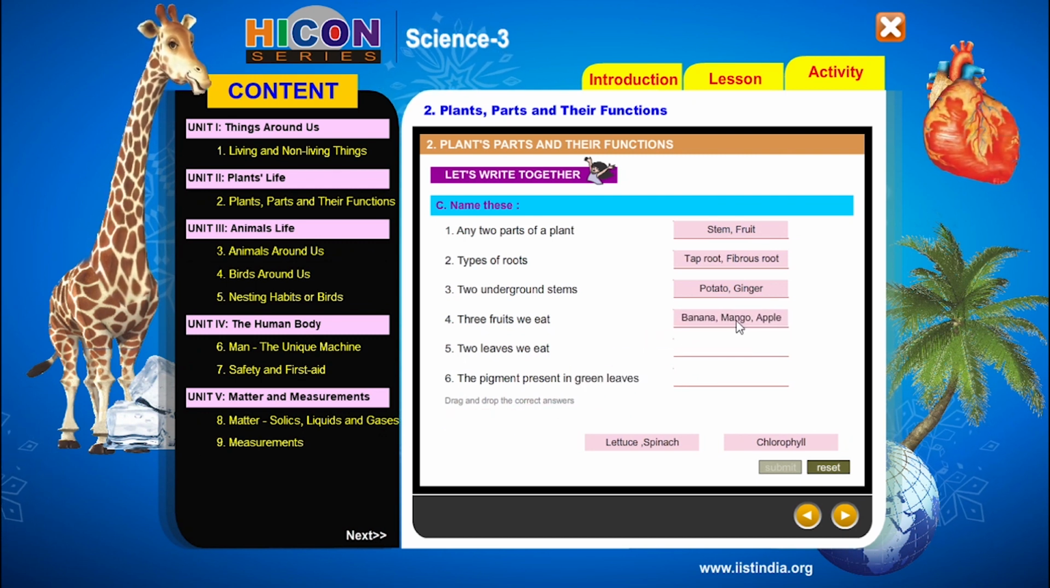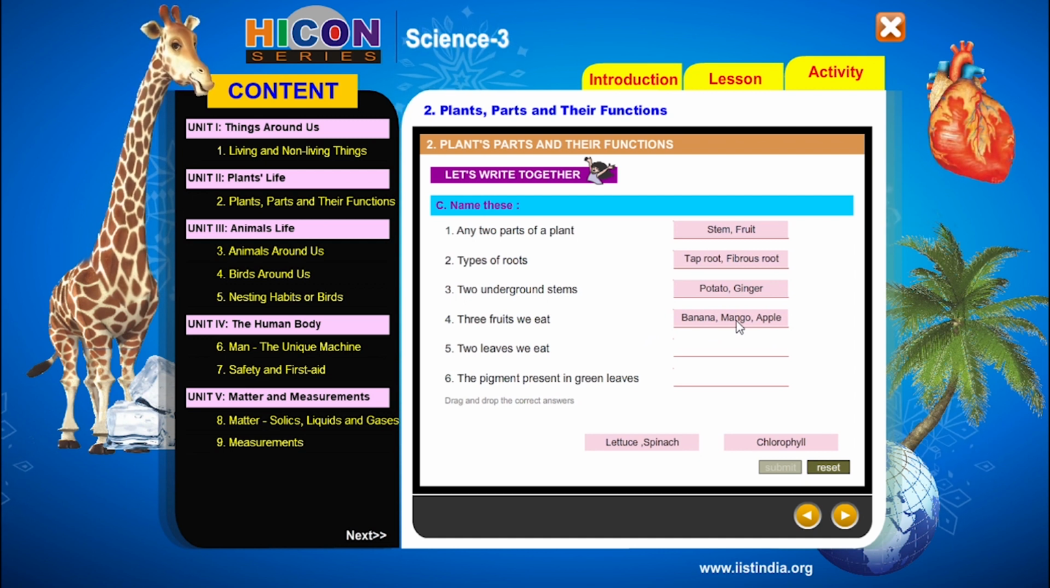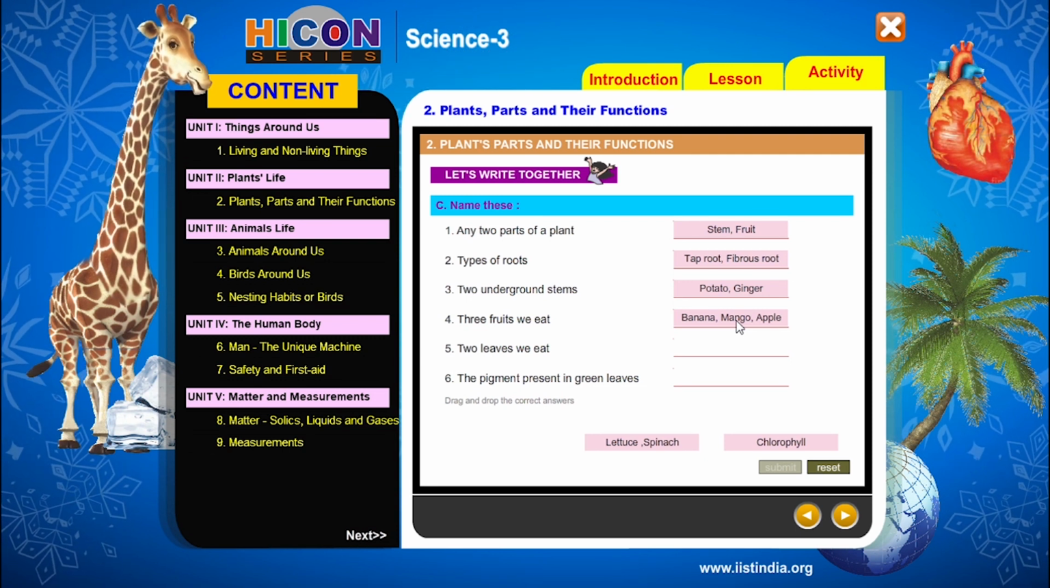So the answer for the fourth sentence is banana, mango, apple. So these are the examples for three fruits. Next, read the fifth sentence.